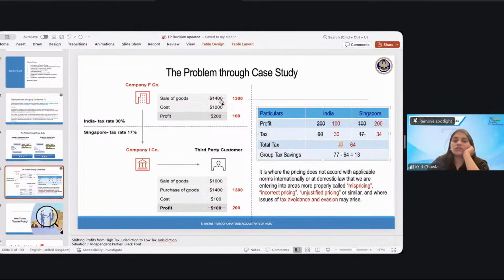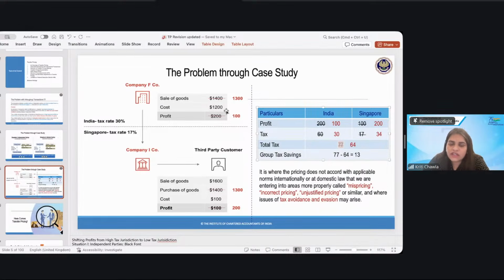Now, the sale of goods, instead of selling the goods at $1,400, because these two entities are related to each other, they decide to sell the commodity at $1,300. Why $1,300? Well, that is because this is a price that has been achieved because of the relationship that exists between company F and company I. It has nothing to do with the open market price. It is everything to do with the relationship that exists between company F and company I. So it's going to be $1,300 of selling the goods right here.